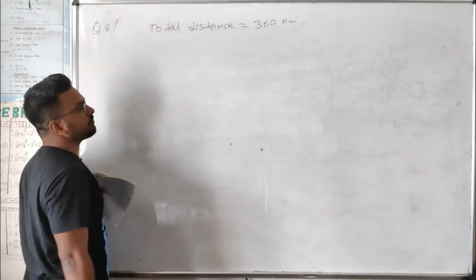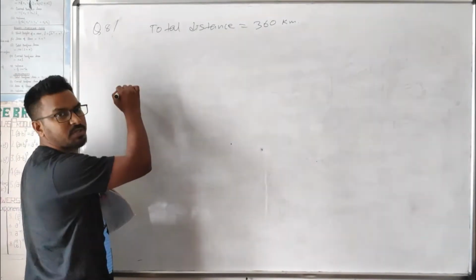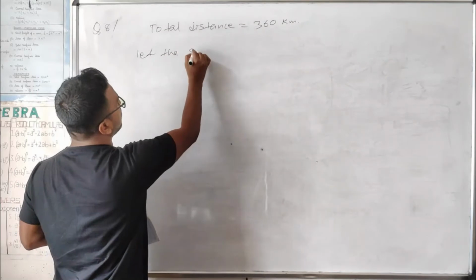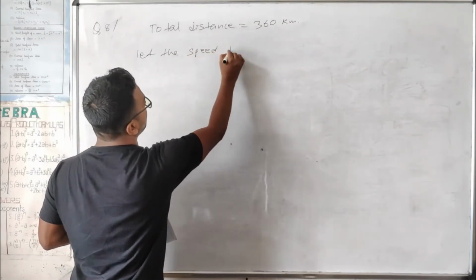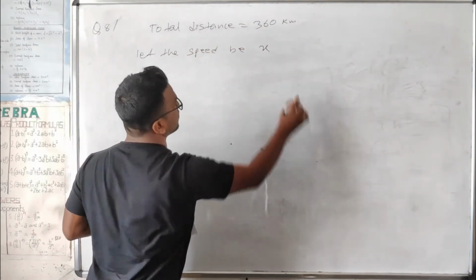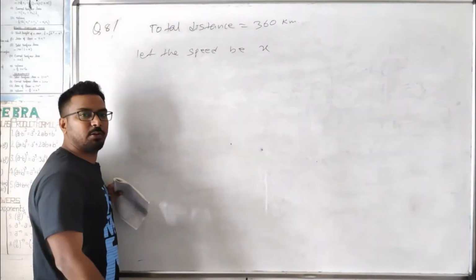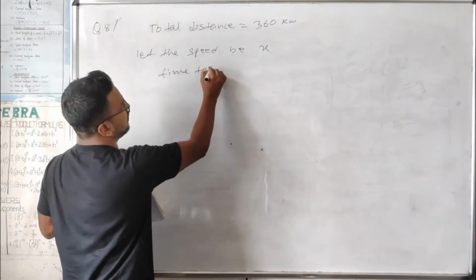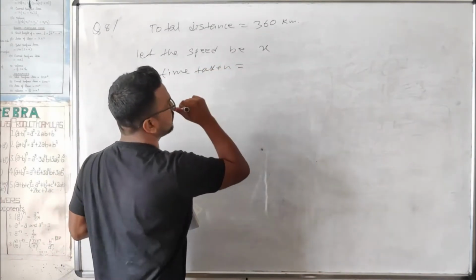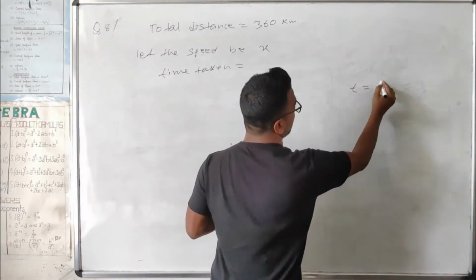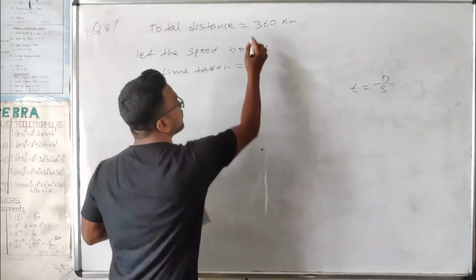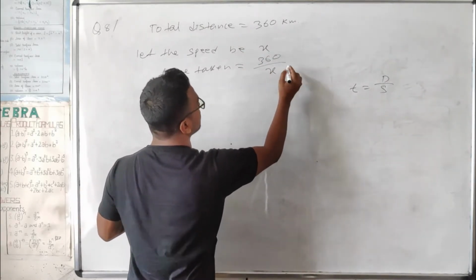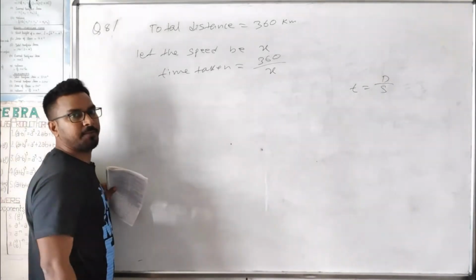Okay. We don't know the initial speed, so let the speed be x. So what will be the time taken? Time equals distance by speed, right? So distance is 360 and speed is x. Okay, this is the time taken.